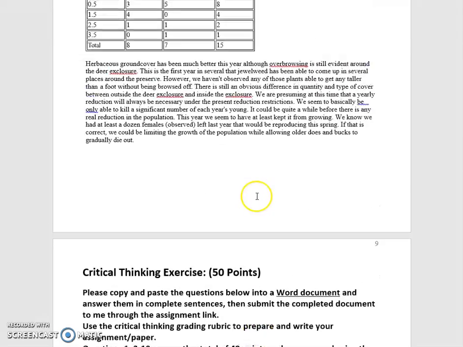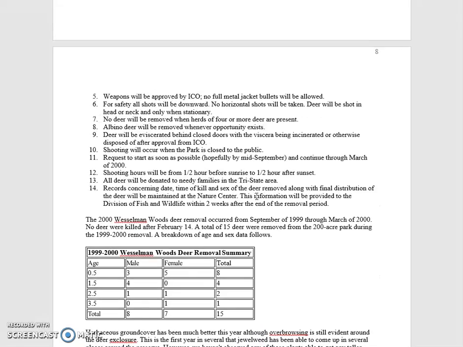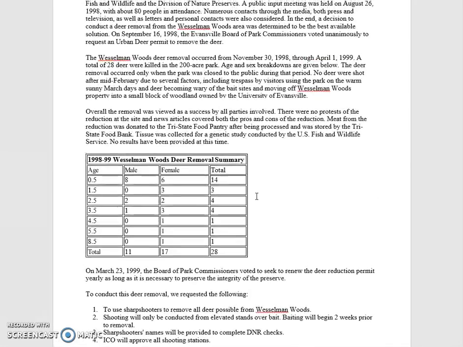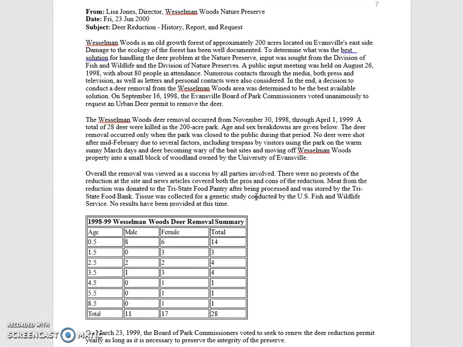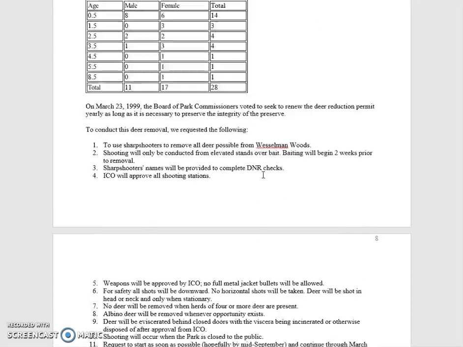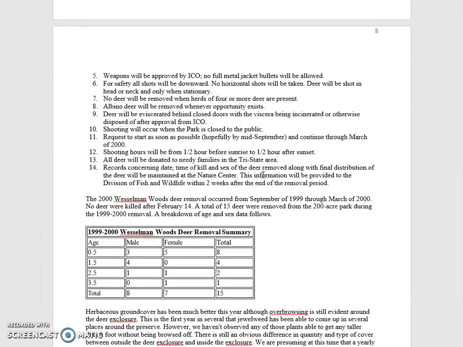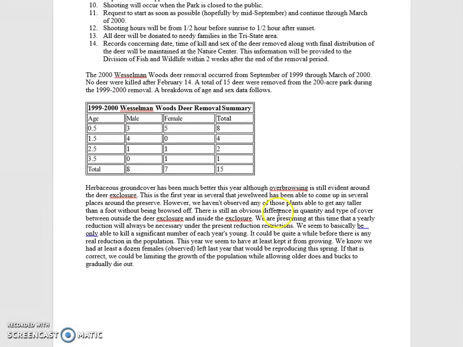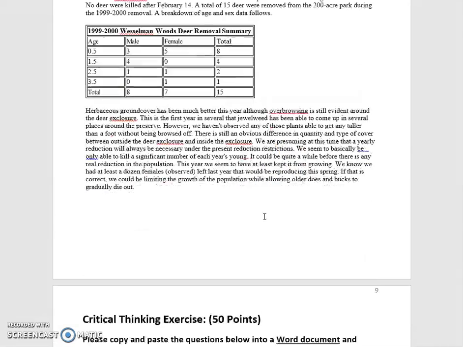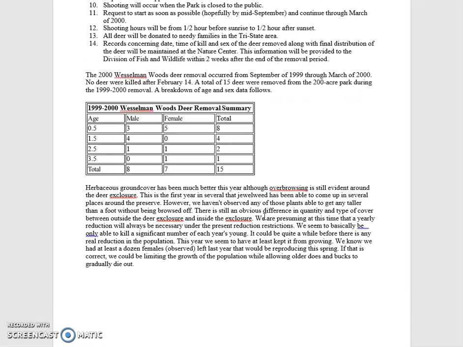So all that's based on data that they're given, which is on this page here, where they're given a summary from the director of Wesselman Woods that talks about the deer removal in 98, 99, and then later on in 99, 2000, and then different information on what has happened since that and the recommendations of what to do after that. So again, this is integrating their ability to take information and try to make conclusions from that. It included making a graph.